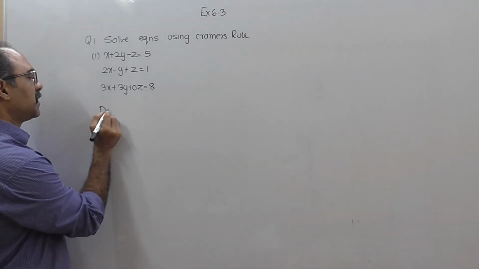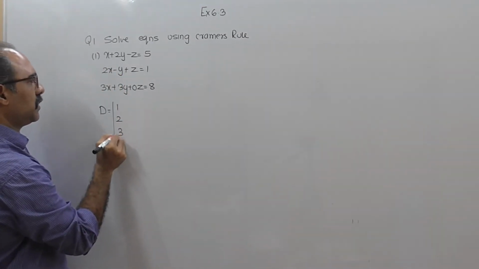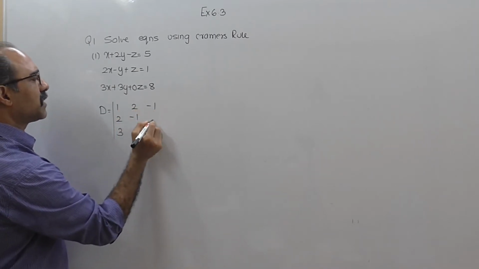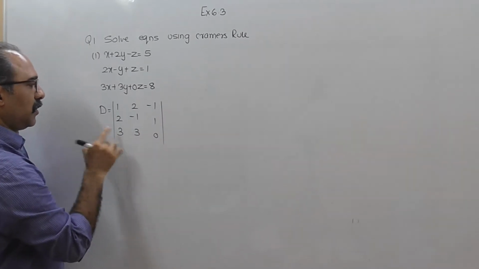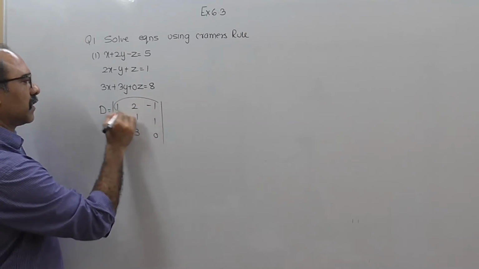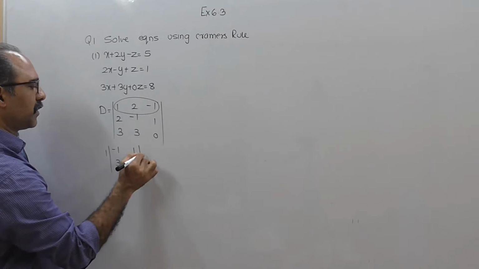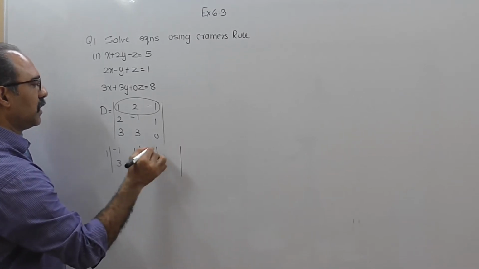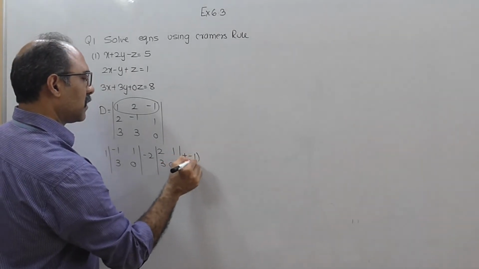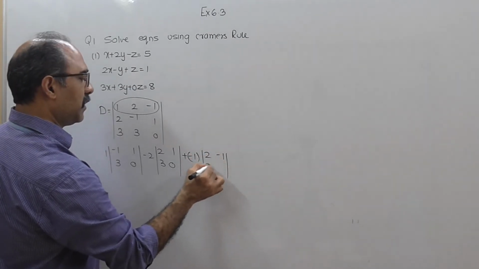Now first we will find out what is d. d means 1, 2, minus 1, 2, minus 1, 1, 3, 3 and 0. You have to open this determinant. This will be 1 times the determinant of minus 1, 1, 3, 0, minus 2 times the determinant of 2, 1, 3, 0, plus minus 1 times the determinant of 2, minus 1, 3, 3.